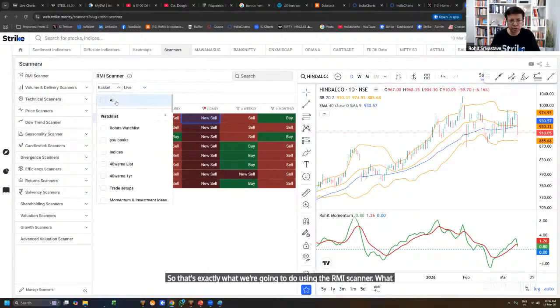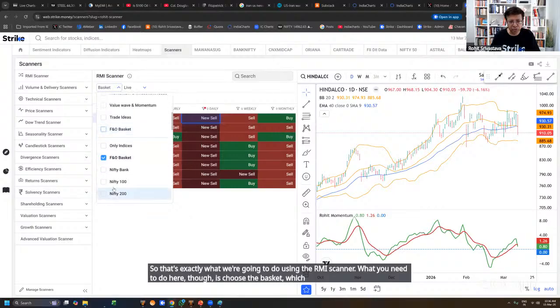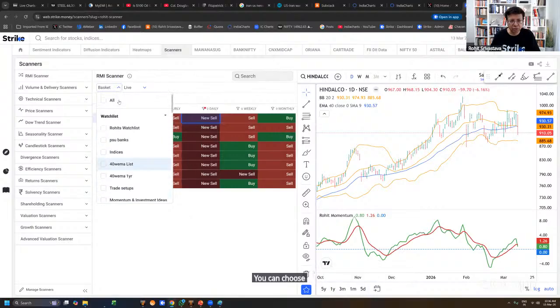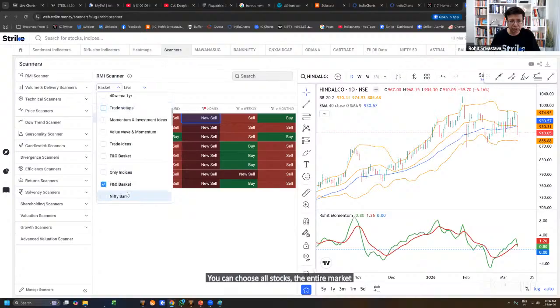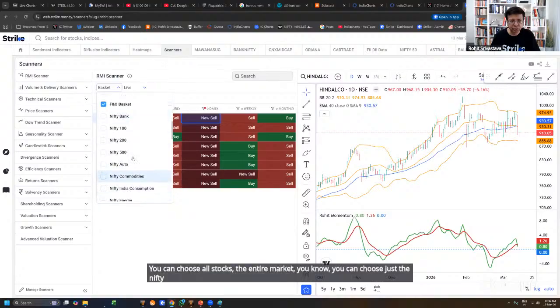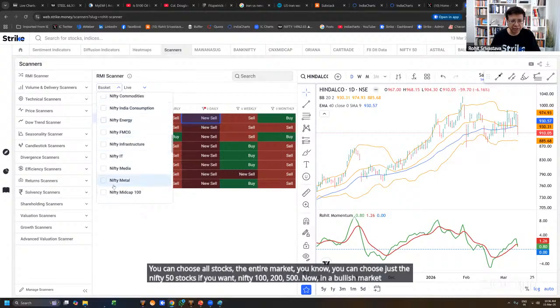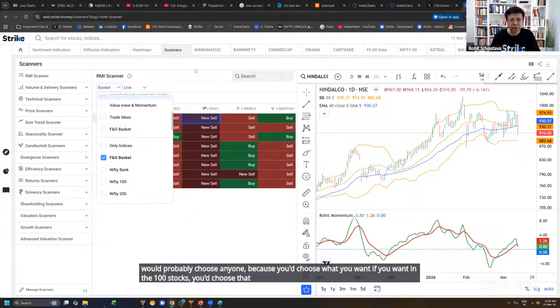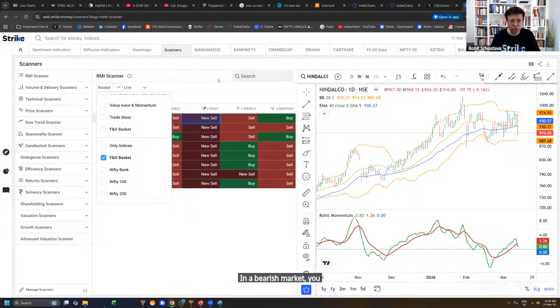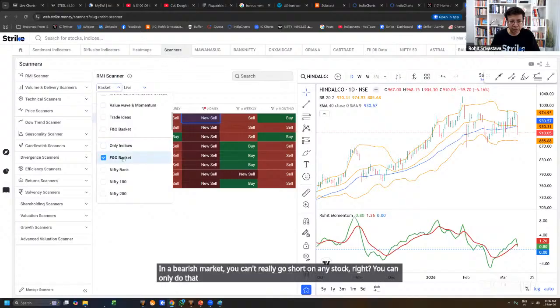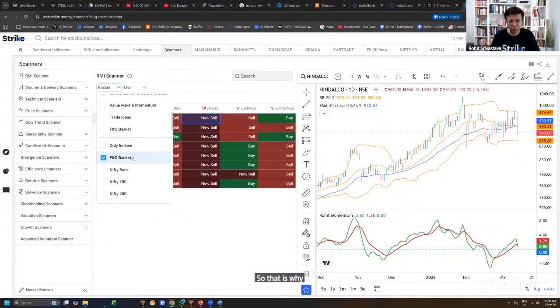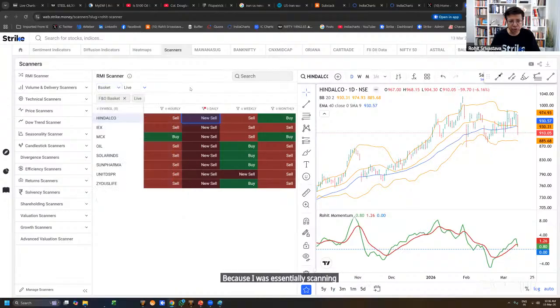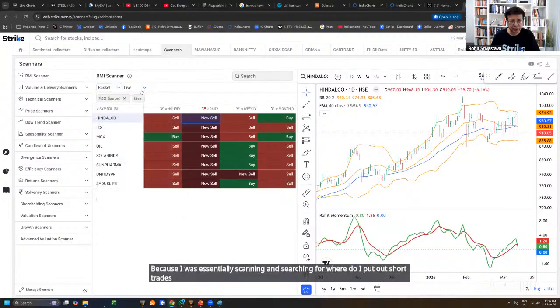What you need to do here though is choose the basket, which means which stocks do you want to run it on. You can choose all stocks, the entire market. You can choose just the Nifty 50 stocks if you want, Nifty 100, 200, 500. Now, in a bullish market, you'd probably choose any one because you'd choose what you want. If you wanted the 100 stocks, you'd choose that. In a bearish market, you can't really go short on any stock, right? You can only do that in FNO stocks. So that is why you find that the FNO basket is chosen over here, because I was essentially scanning and searching for where to put out short trades for Indiacharts subscribers.